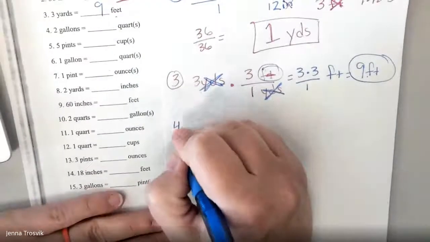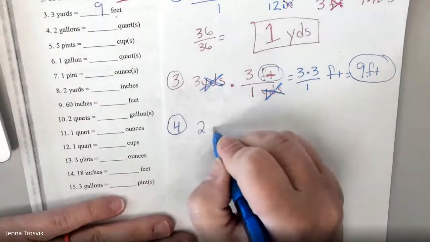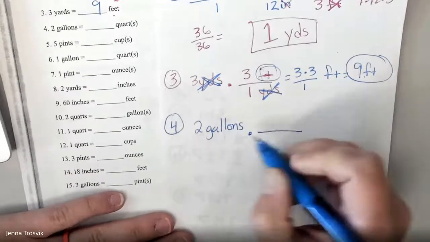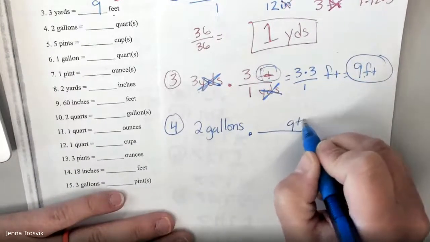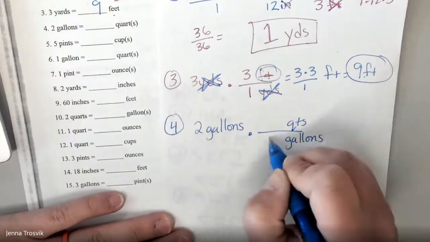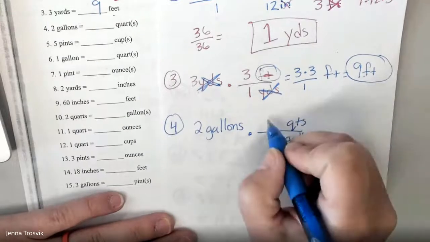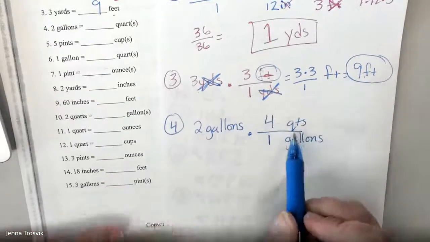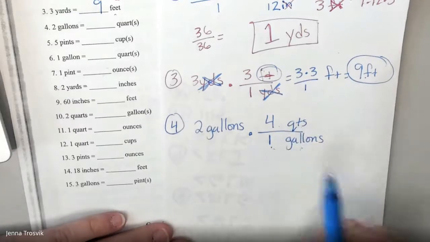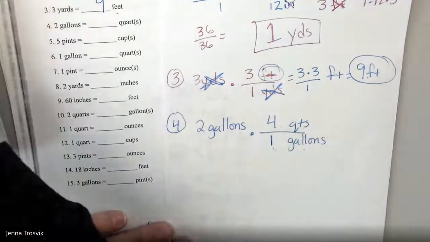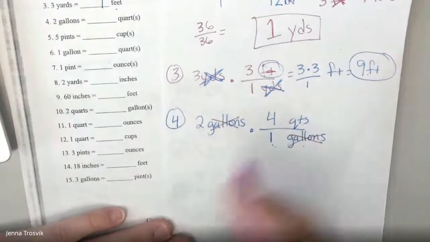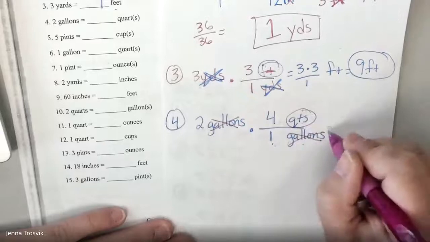Number 4, 2 gallons to quarts. Gallons on top, times... I want to get rid of gallons and turn them into quarts, which I can do. Gallons are going to be on the bottom. I know that in 1 gallon I have 4 quarts. So 1 gallon equals 4 quarts. 4 quarts on top, 1 gallon on the bottom. Once I have gallons on the bottom and gallons on the top, the gallons go bye-bye, and it leaves me with the label of quart.